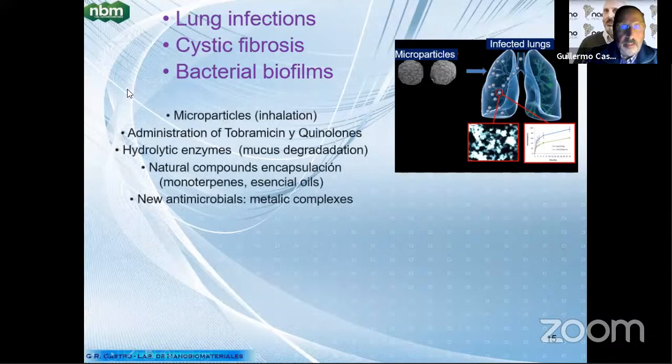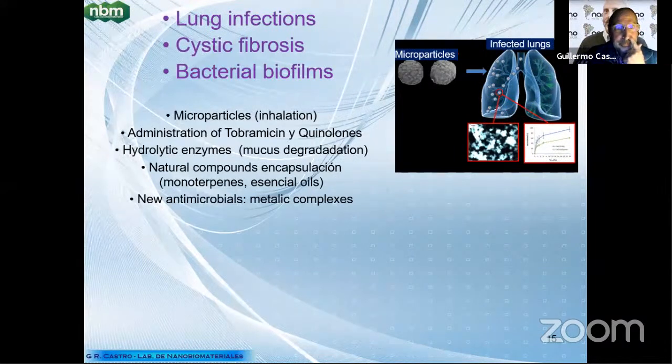I mentioned before that microparticles for lungs should be in the range of 1 micrometer to 5 micrometers. So what are the most used antibiotics? Tobramycin and quinolones. But all of them are very toxic. So they require very high concentration, because the biofilm in the lungs doesn't allow the antibiotics to reach the bacteria. So it's very complex.